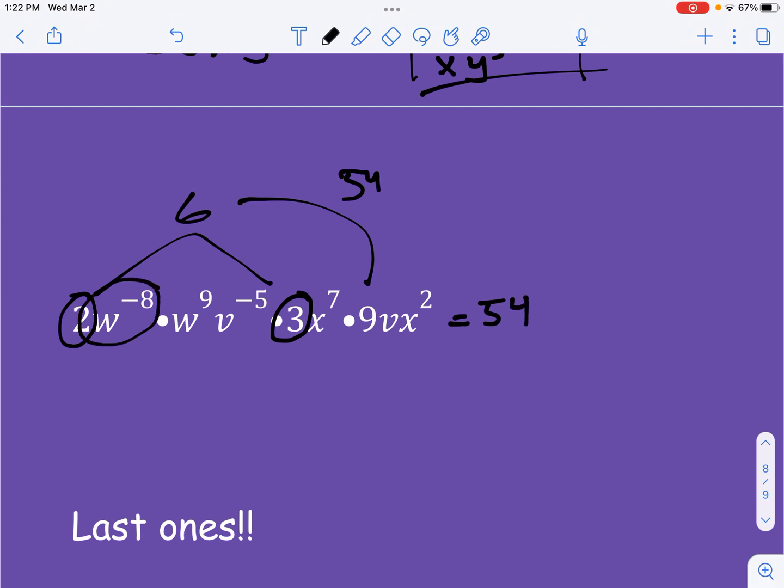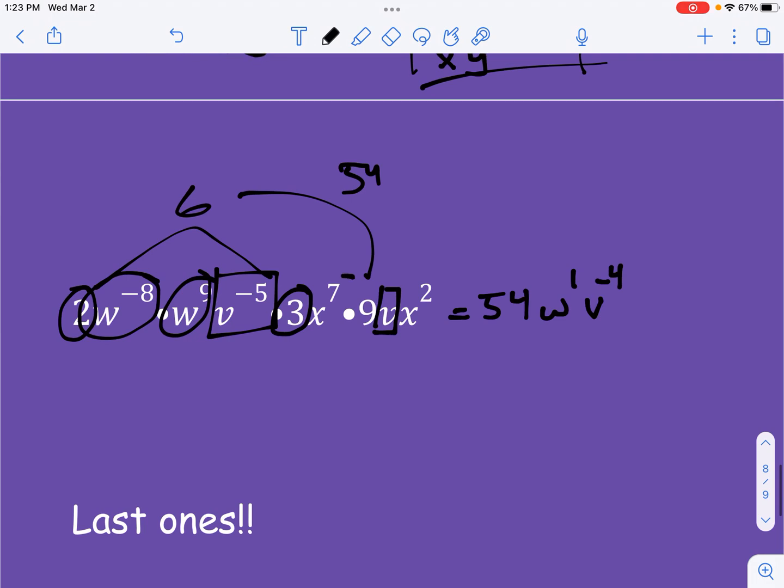I have w to the negative 8, w to the 9, and that's it for w. So I have w to the 1 power, and we'll get rid of that 1 later. But v to the negative 5 and v to the 1 is v to the negative 4, because you add negative 5 and 1 and you get negative 4. And then this last one here, we have x to the 7, x to the 2nd power. So we have x to the 9th power, because remember, we're still adding our exponents.